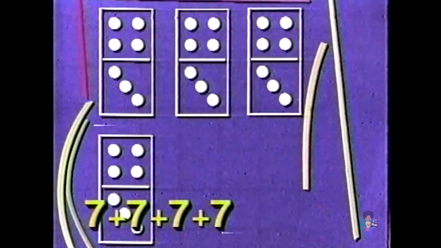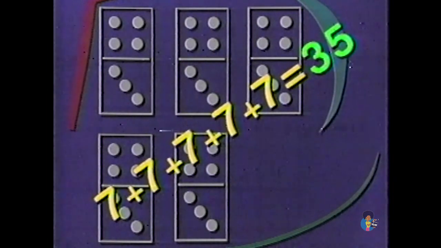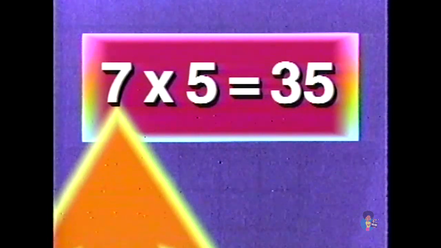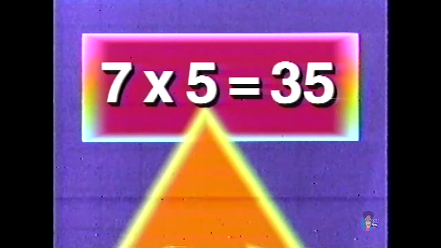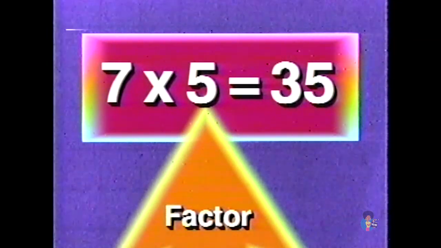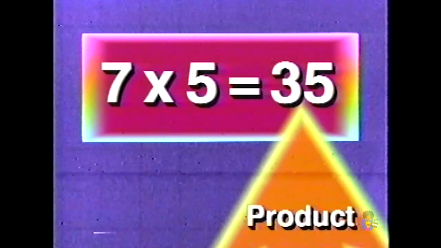Let's do one more example. Now watch with all your might. 7 plus 7 plus 7 plus 7 plus 7 is 35. 5 groups of 7 are 35. 7 times 5 is 35. 7 is your first factor. It's where we start. Times 5 is the other factor. You can tell them apart. Now 35 is the product, the answer. You can check it later if you want to.